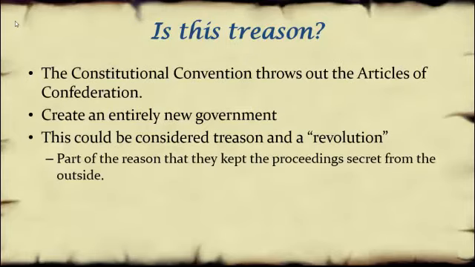But there's one little problem with this. The Constitutional Convention throws out the Articles of Confederation, and they set out to create an entirely new government. Well, if you create an entirely new government, that's called a revolution. And if you overthrow the current government, that's kind of treason. So in order to prevent suspicion, most of these meetings and proceedings were kept secret from the outside, so that Americans wouldn't really know what was going on.